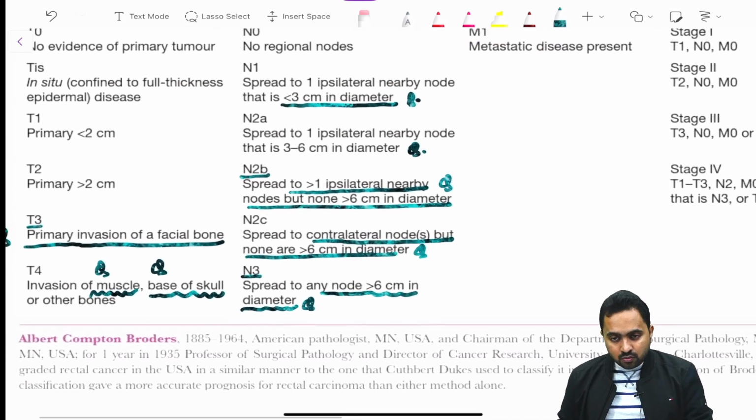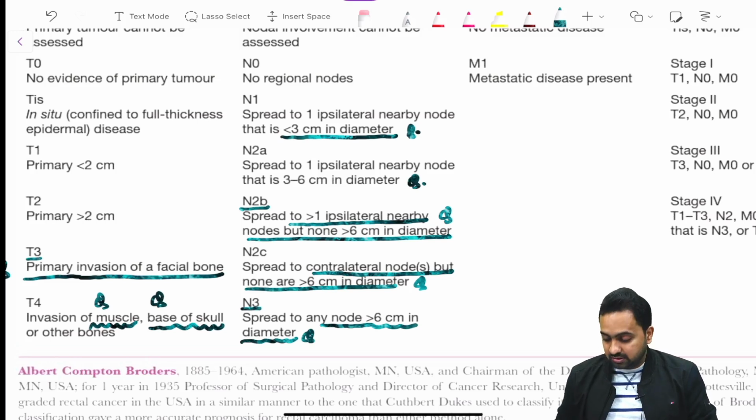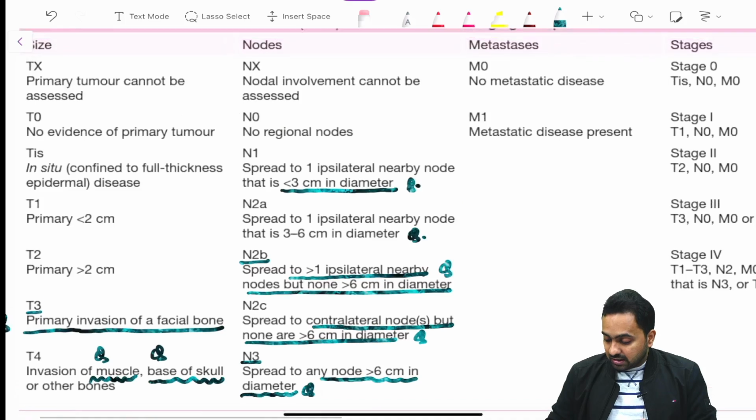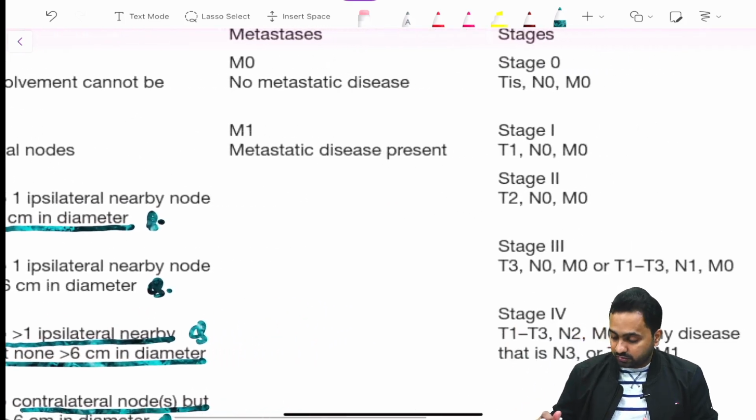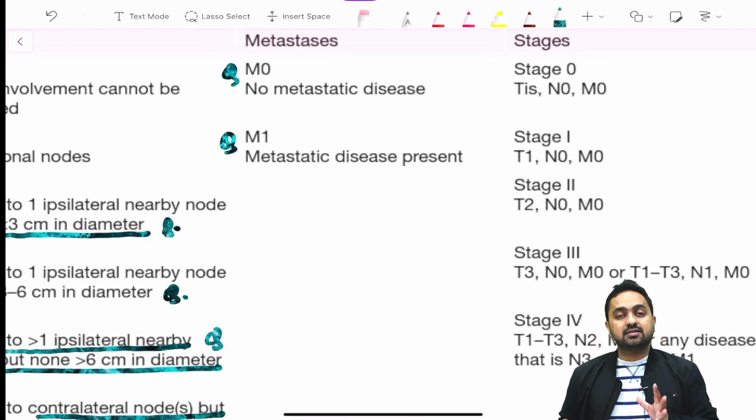So this N node staging would be common to a lot of TNM stagings, which we shall be discussing in one of the video lectures, the TNM classifications, in the latter part of this class. And then we have metastasis, which is M0, no metastasis, and M1, metastatic disease present. So these are all the important one-liners that can be asked from squamous cell carcinoma.